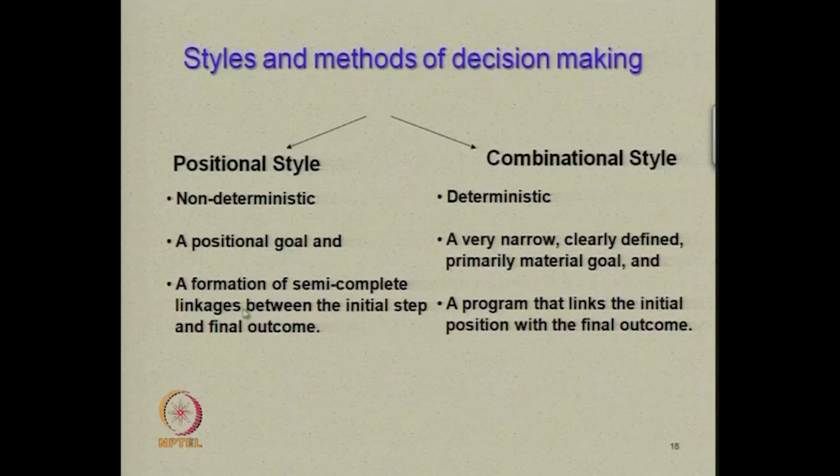A combinational style is deterministic: a very narrow, clearly defined, primarily material goal, a program that links the initial position with the final outcome. This is programmed. This is not programmed. This can go all over. This will not go all over. This will go in a straitjacket solution.